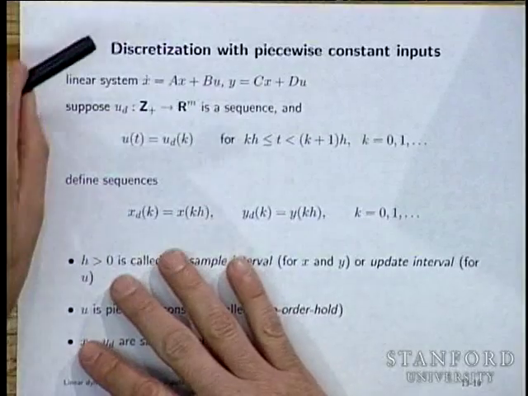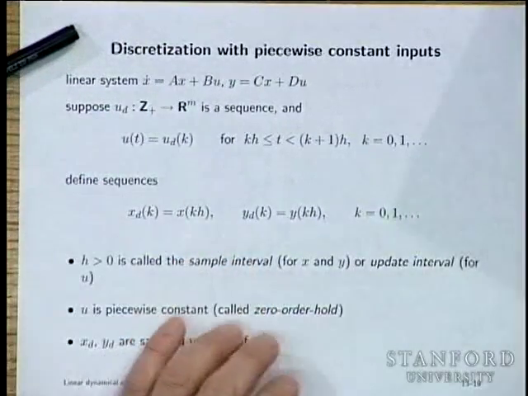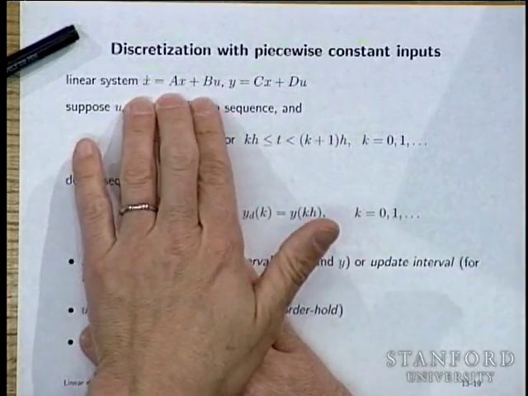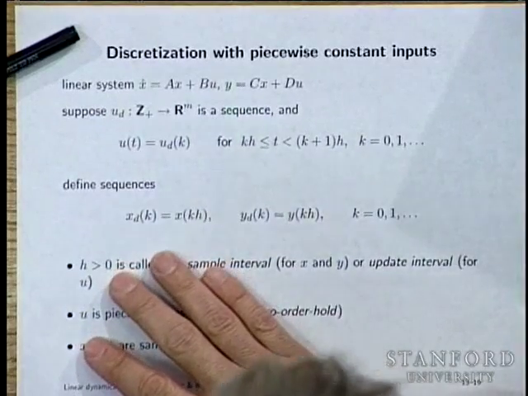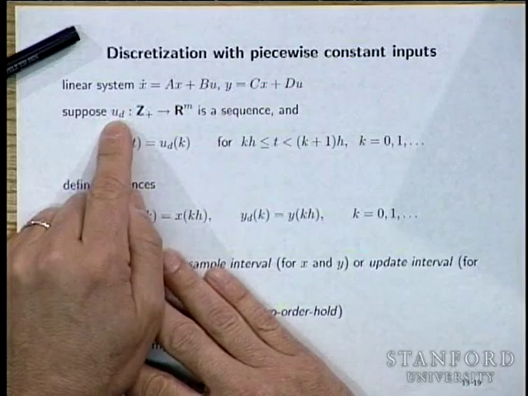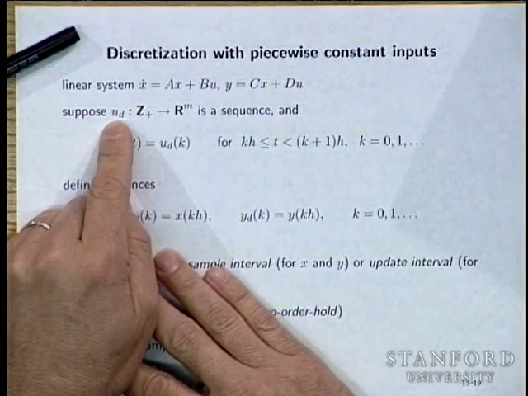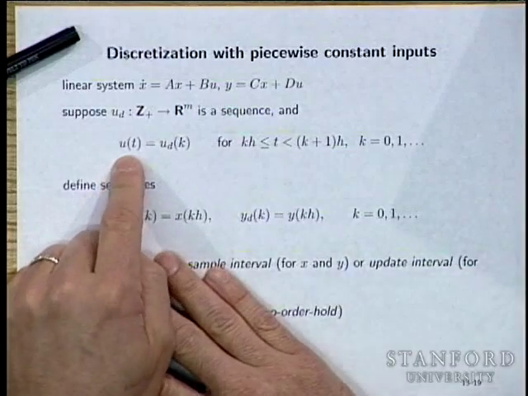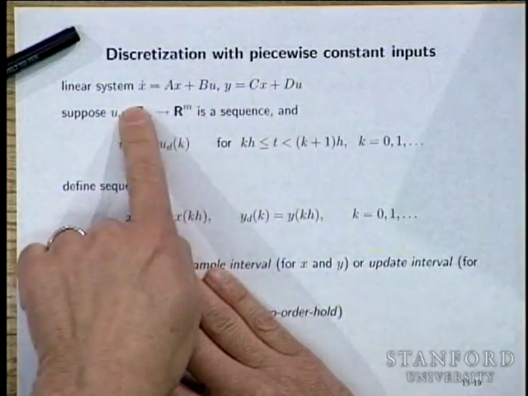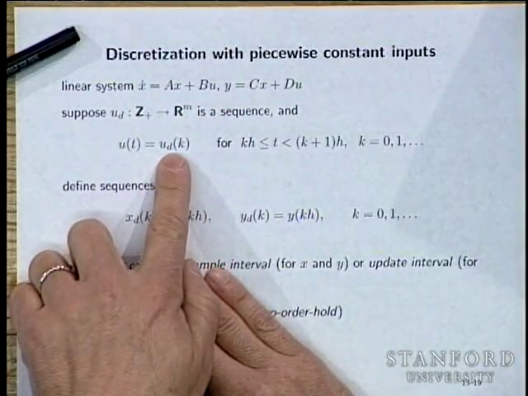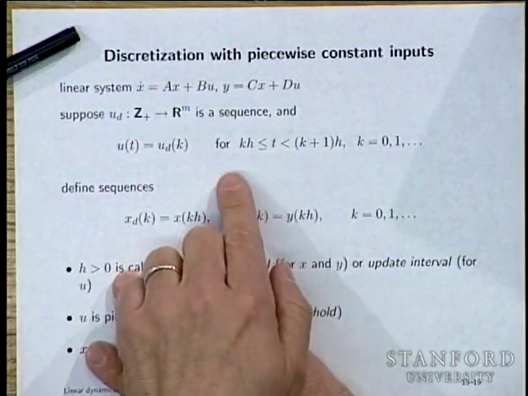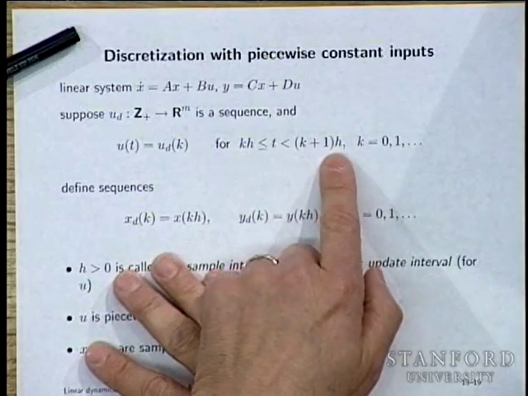So the first is discretization with piecewise inputs. So here, you have your system x dot is Ax plus Bu, y is Cx plus Du. And I put in a sequence. I'm going to call that u sub d, d is for discrete or something like that. The continuous time input to this system is going to be equal to u sub d of k, over the time interval from kh to (k plus 1)h.